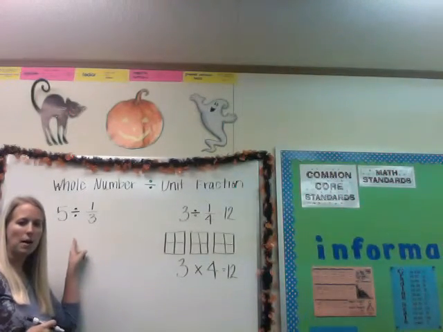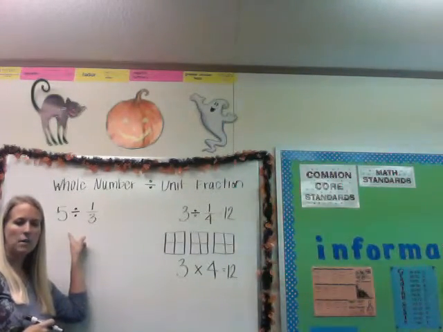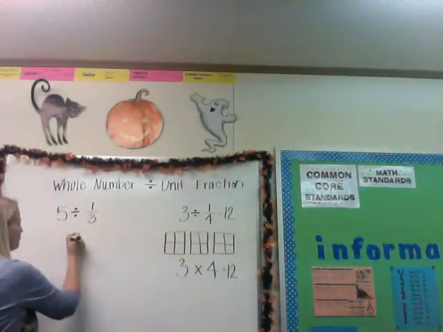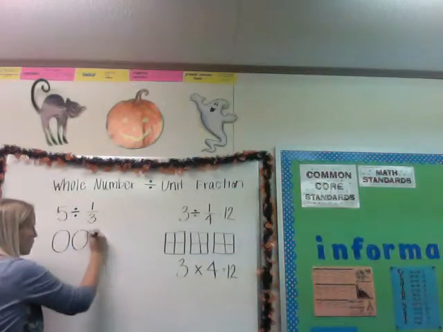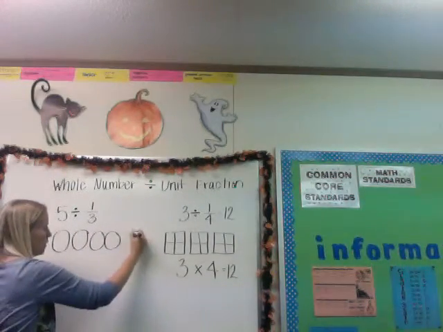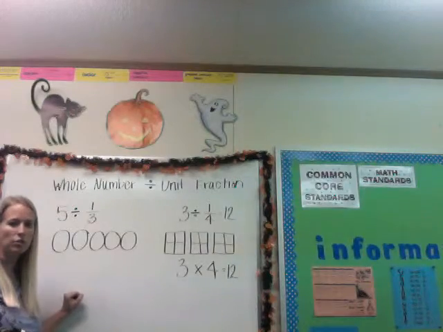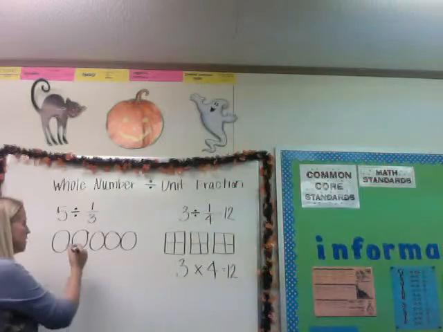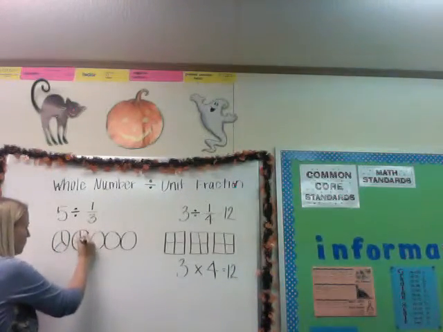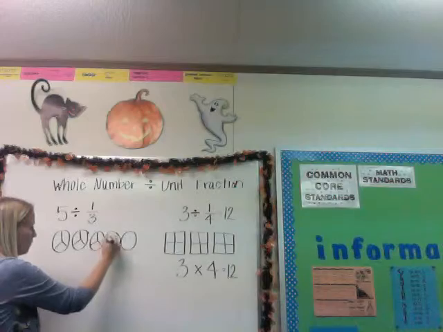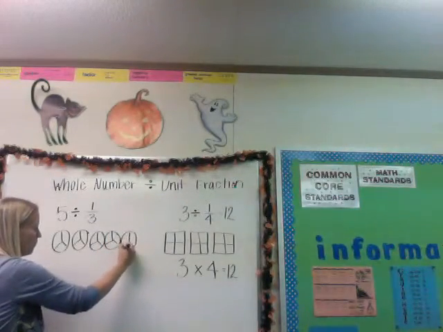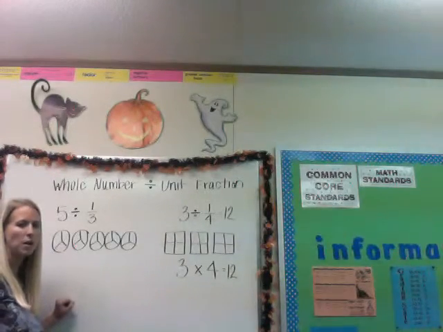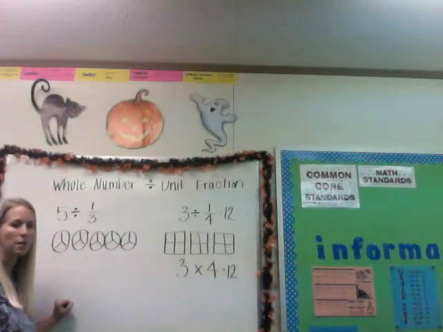We have 5 divided by 1/3. Remember, the 5 tells me how many of some shape I need to draw. And this time I'm going to draw circles. So I have 5 circles. Each of these circles needs to be split into thirds, so 3 pieces. If I count these smaller pieces, it will tell me what 5 divided by 1/3 is, but I'm also going to write it as a math problem.